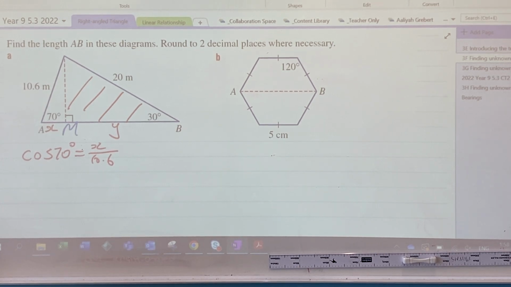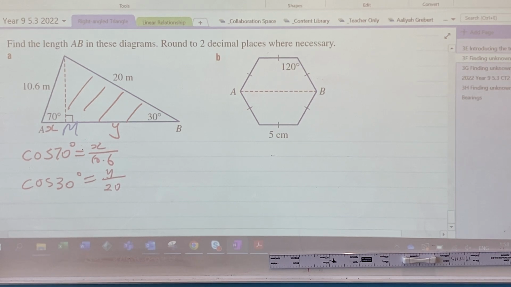Which ratio? So sine. No, it's sine 30. Sine 30 equals Y over 20, because sine is opposite over hypotenuse. I don't know the opposite, where's the opposite? I can't see the opposite. It's cos. Adjacent is 20, Y and 20 are adjacent and hypotenuse.